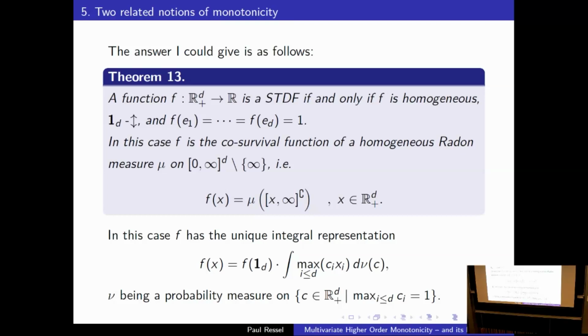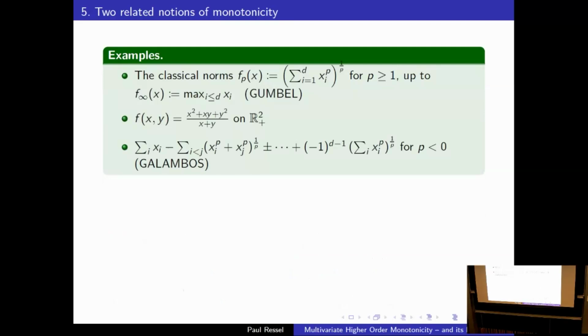It's just another description of the upper right boundary and the classical norms. And now I spoke about the mean values, and the values for t bigger than 1 now appear. There are these classical norms here for p at least 1 up to the limit, which is the maximum. Then this stable tail dependence function goes back to the mathematician statistician Gumbel. And here we have another type, for example.